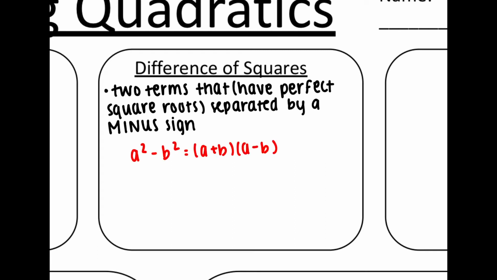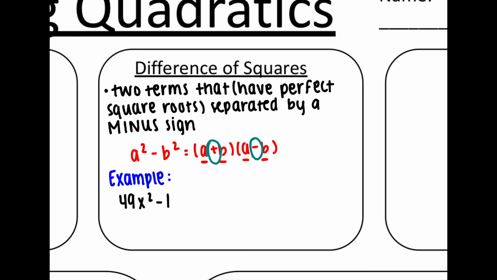So what it looks like is a squared minus b squared, and what you do is you take the square root of a and put it at the front of each parentheses. You take the square root of b, put it at the end of each parentheses, and in one of them you put a plus sign, and the other you put a minus sign. So an example of that looks like this, 49x squared minus 1.